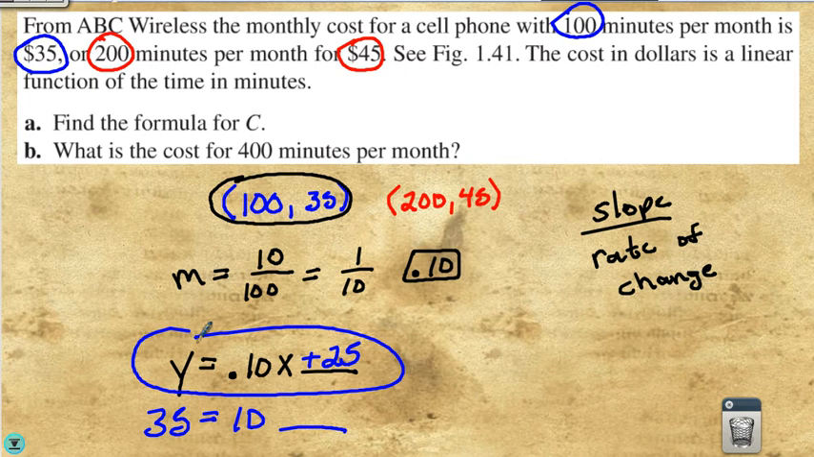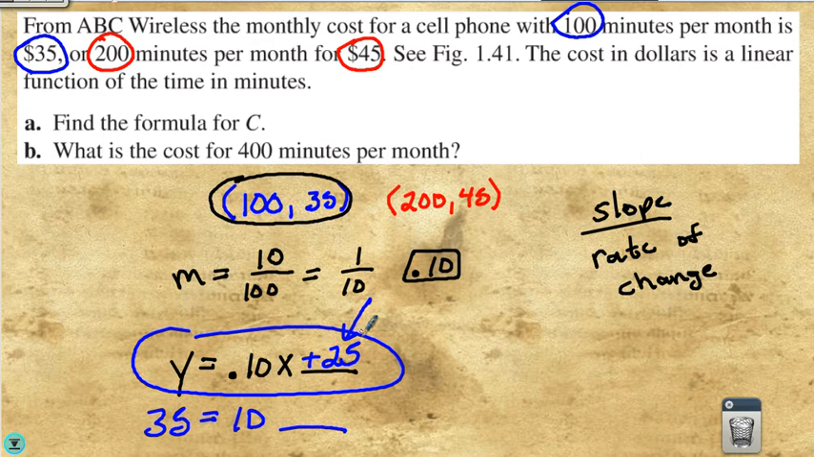Let's interpret that in real world terms. X, your input, is your minutes. Y, your output, is your cost. 0.10 times x plus 25. Somebody translate for me in layman's terms. When you get your bill, what is that plus 25? And what is the 0.10? Anybody tell me? If you use 0 minutes, here's a thought, how much will your bill be that month?